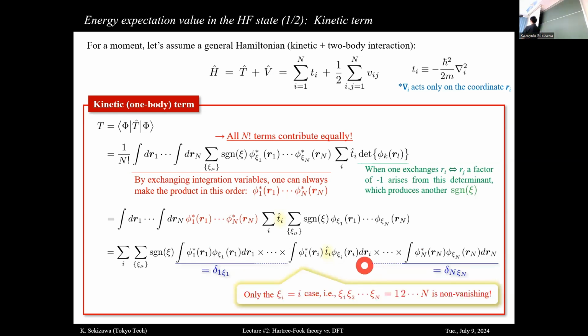Okay. So here remains the summation over all permutations for these single particle levels, but the only possibility which provides a finite value is this: xi 1 is 1, xi 2 is 2, and so on, and xi n is n, and xi i equals i. Only this possibility remains because of the Kronecker deltas. And you get this result.